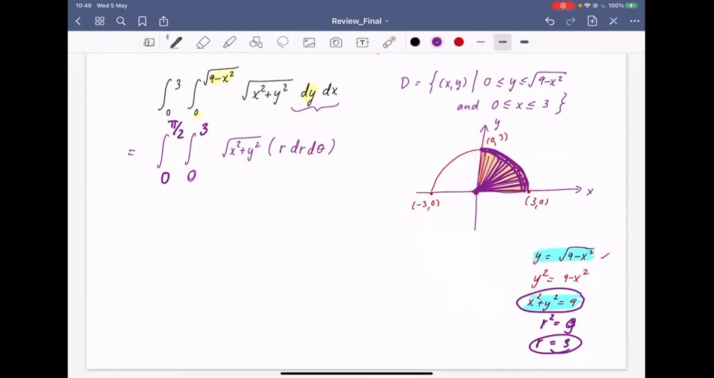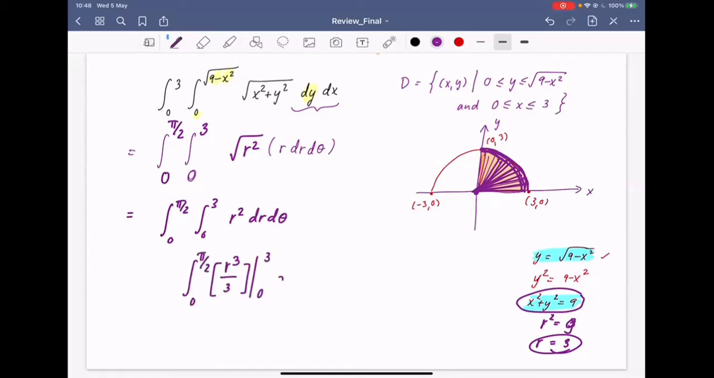Okay, and one more thing, you can switch this inside to square root of r squared, which is just r. Then you just start from that. Well, a lot easier now. Take the square root of r squared, you get r, and then you multiply another r, so you get r squared. Then this is r cubed over 3, from 0 to 3, and then integrate 0 to pi over 2 d theta.